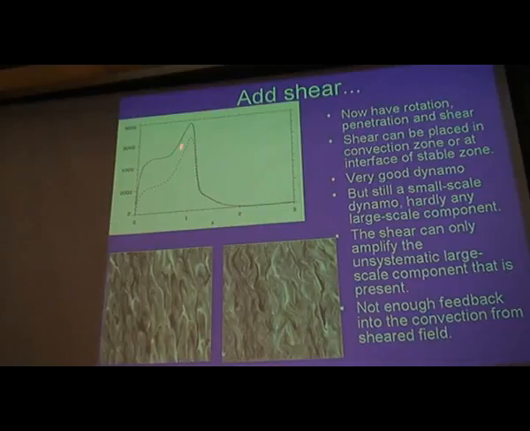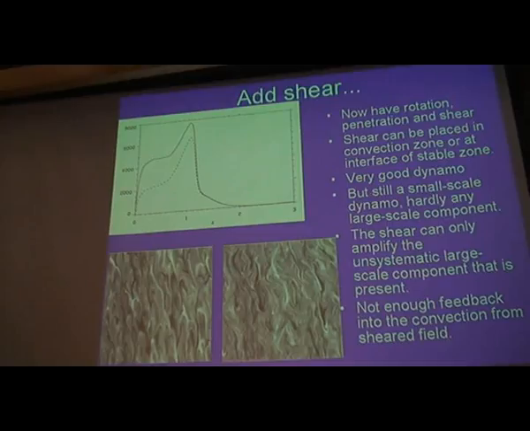The problem is if you add shear, of course you increase the energy. You just shear out the small-scale field. And so these are, again, the y component of the field, because the shear was in the y direction. And again, you can see that this is really dominated by small-scale field.